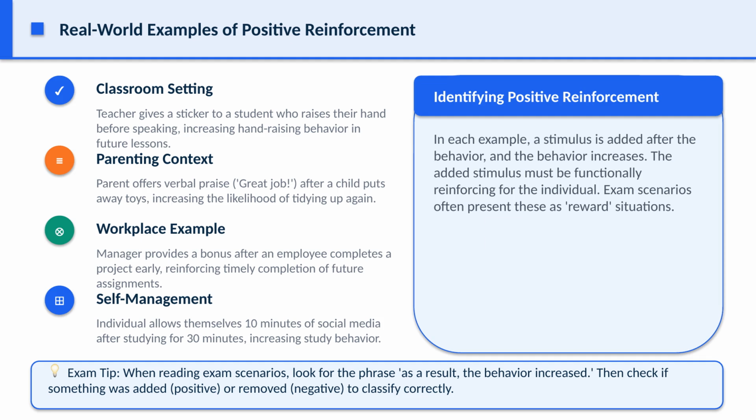Notice how the contingency is explicit. The reinforcer is delivered immediately after the target response, strengthening the behavior-environment relation. In the therapy example, the edible is contingent on correct vocal imitation, not on all attempts, which sharpens stimulus control. As a test taker, be prepared to identify whether a described scenario meets the three-term contingency of antecedent, behavior, and consequence, and to distinguish positive reinforcement from other procedures like bribery or reward systems that lack contingency.